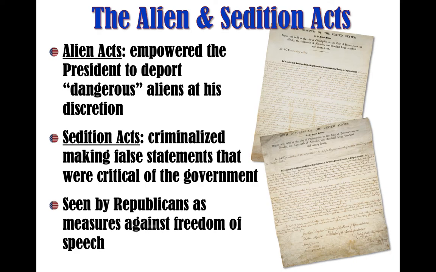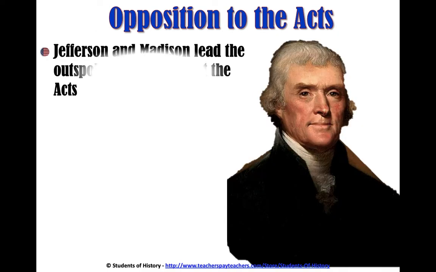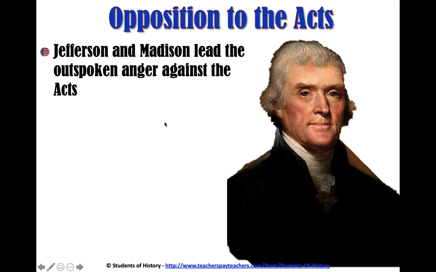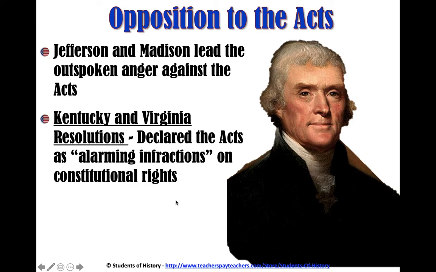Now, this caused some problems because the Republicans thought this was against the First Amendment, which is freedom of speech. So again, you see this tension between Federalists and Anti-Federalists when it comes to analyzing and interpreting the Constitution. Opposition to the acts, here's Thomas Jefferson. And Jefferson and Madison lead the outspoken anger against these acts. Again, Jefferson and Madison being Anti-Federalists and in favor of stronger states' rights. And then we have what are called the Kentucky and Virginia resolutions, which declared the acts as, quote, alarming infractions on constitutional rights. So Thomas Jefferson and James Madison thought these acts were unconstitutional.